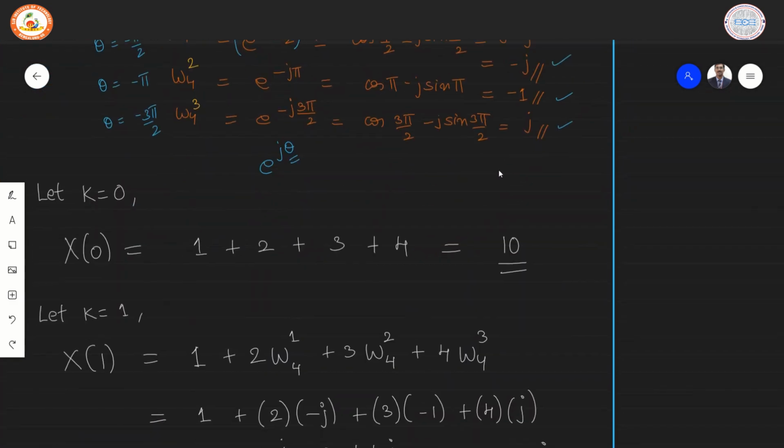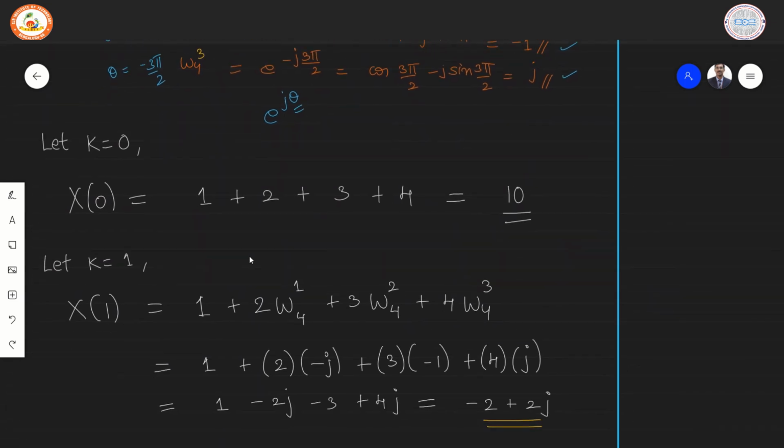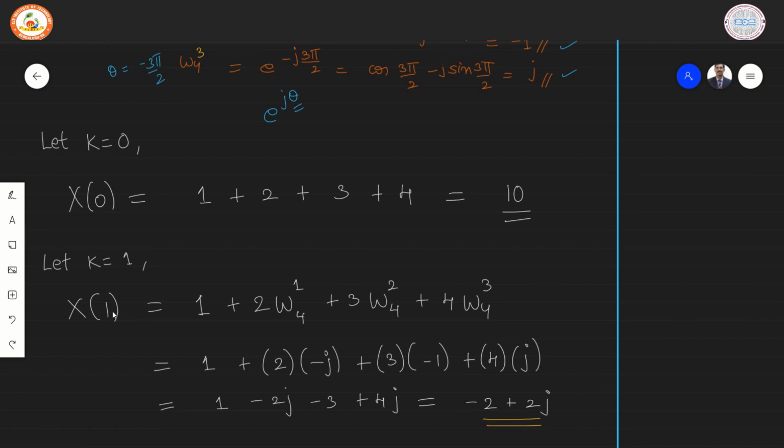The result is 10. For the next step, we have to insert the value of k is equal to 1. When you insert the value of k is equal to 1 in the above equation, we get x of 1 is equal to 1 plus 2 times W4 to the power of 1, 3 times W4 to the power of 2 plus 4 times W4 to the power of 3, and we know from the various methods that the values are minus j, minus 1 and plus j respectively. Substituting those values, simplifying, we get the result as minus 2 plus 2j.